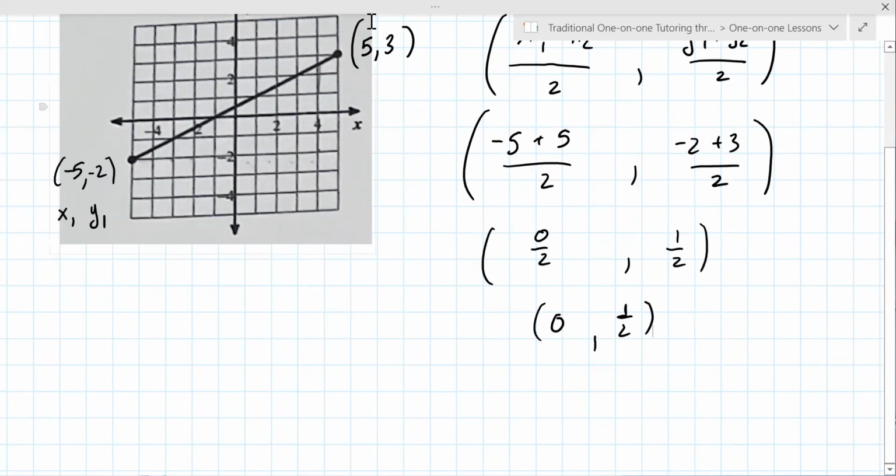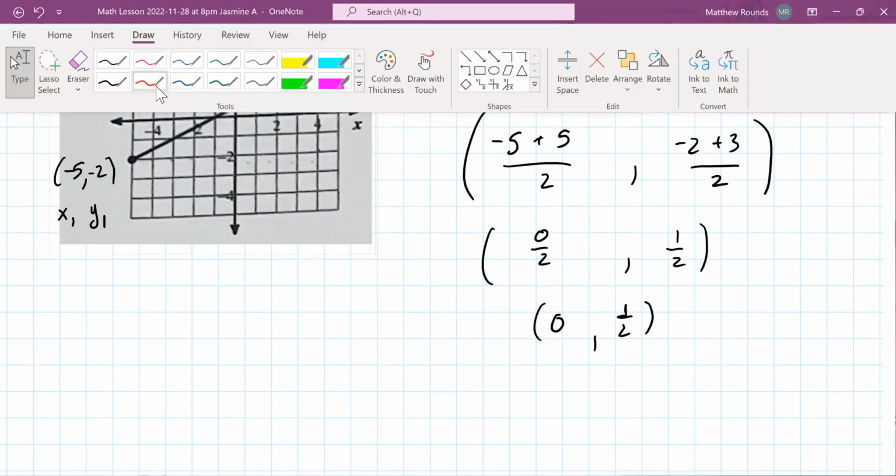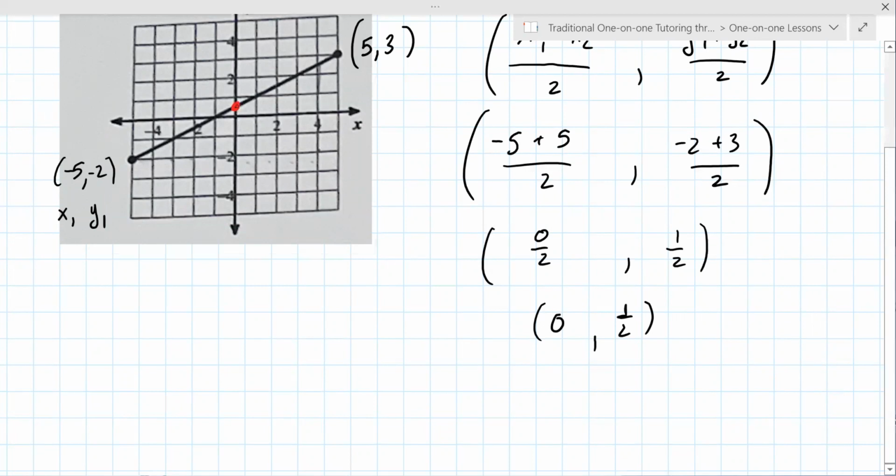Sometimes it's good to label it on the graph just to confirm that that actually is the midpoint. It kind of looks like it visually. I would probably agree that it does.